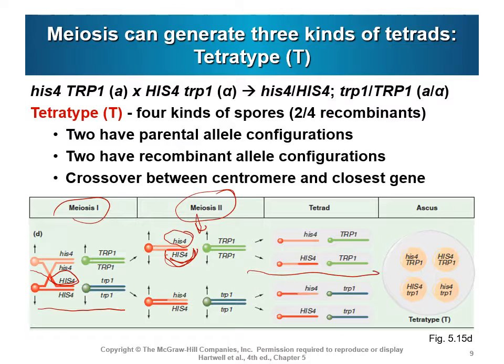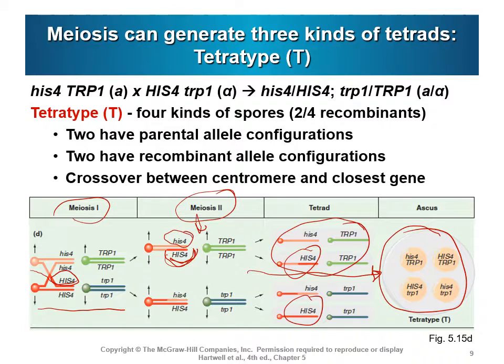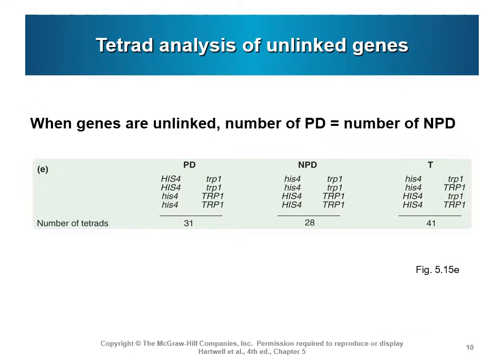However, the tetrad situation is changing here. You can see this is the difference compared to the first situation, and the same is here, and therefore the ascus looks like this. So here is the tetrad analysis of unlinked genes.